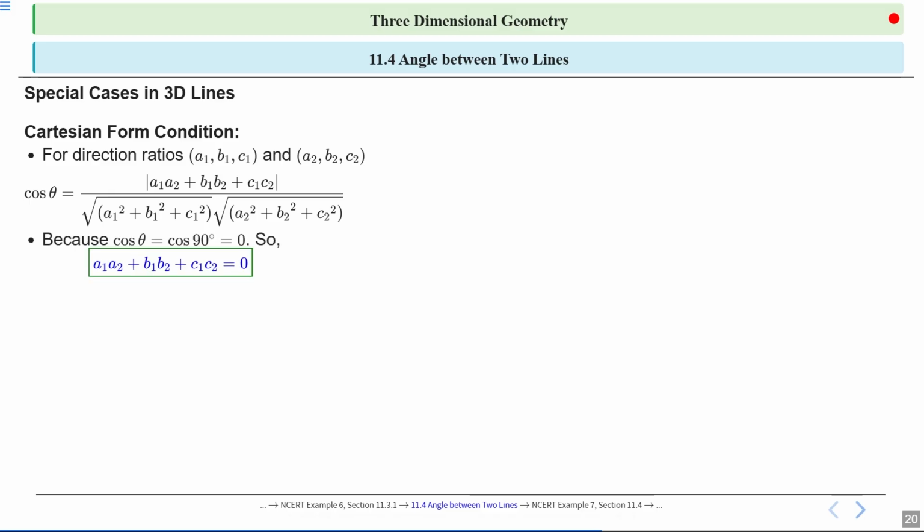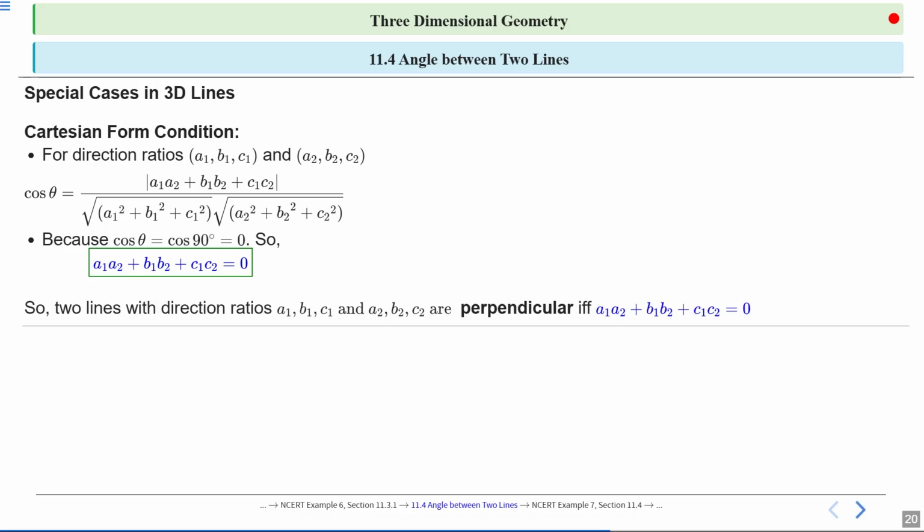We know that cos theta equals cos 90 degrees, which is 0. So for the lines to be perpendicular, the numerator of our formula must be 0. That means a1 times a2 plus b1 times b2 plus c1 times c2 equals 0. So two lines with the direction ratios a1, b1 and c1 and a2, b2 and c2 are perpendicular if and only if a1 times a2 plus b1 times b2 plus c1 times c2 equals 0.